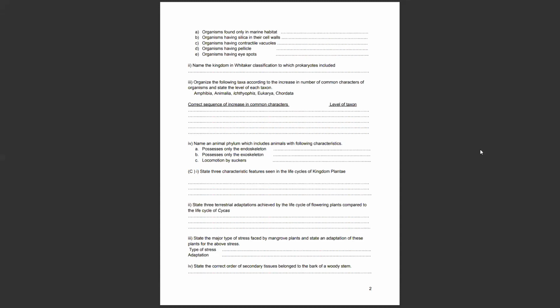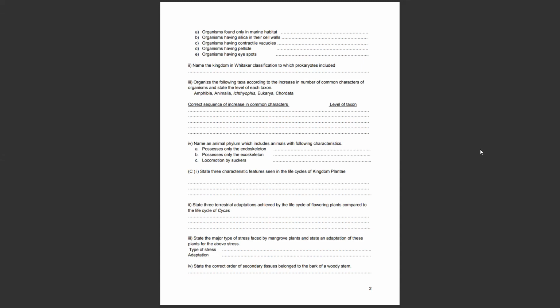Then, state 3 characteristic features seen in the life cycle of kingdom Plantae. Presence of alternation of generations. Multicellular gametangia, dependent embryo, then wall spores produced in sporangia. You have to write any 3, right? Give 3 marks.